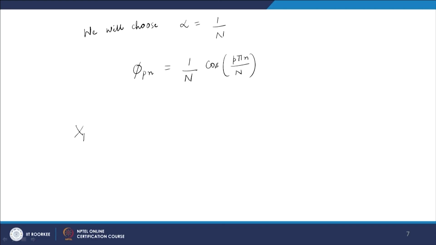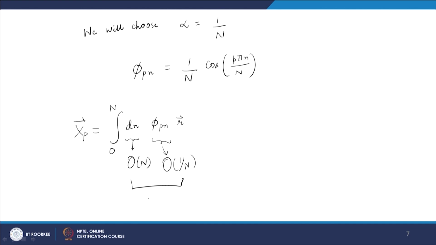my x_p is given by this, dn is of the order of N. So, if I multiply this with a quantity that is of the order of 1 by N, the net quantity will be of the order of unity. That is one justification why we are taking alpha equal to 1 by N, because that gives me a quantity of the order of unity in the equation I have written for x_p.